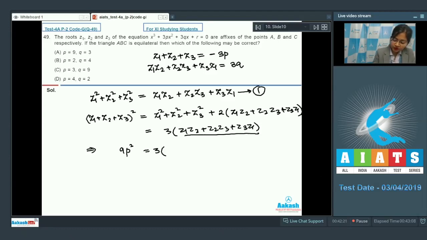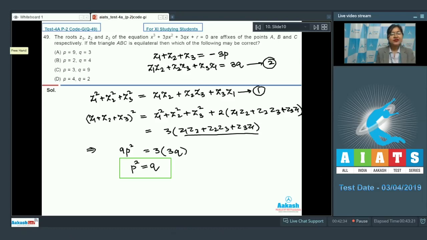Now its value from equation 2 can be put as 3q. So we get p square equal to q. So this is the relation that we get between p and q. Now from the given options it can be seen that option number B and option number C satisfy the condition. So option number B and C are the answer of this question.